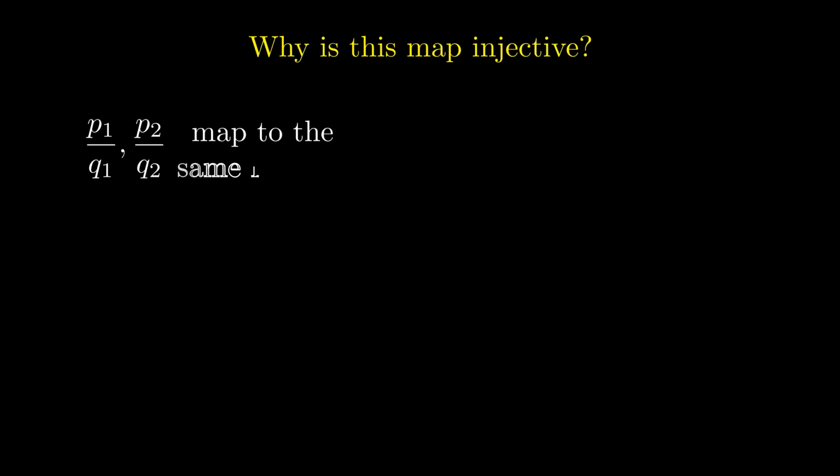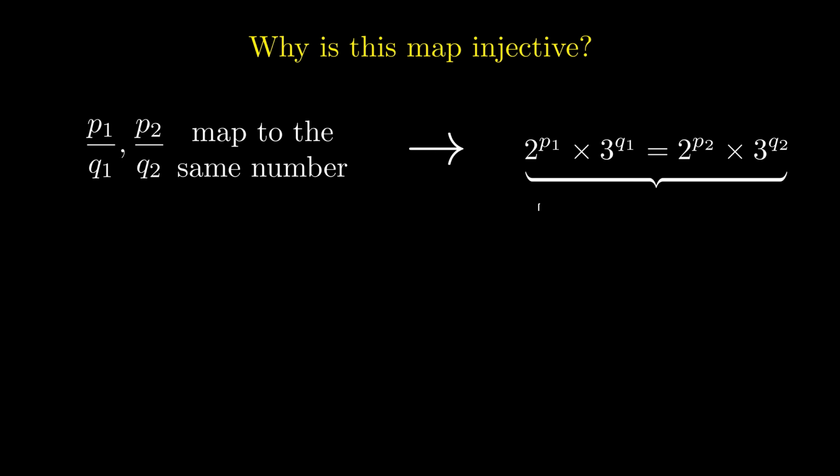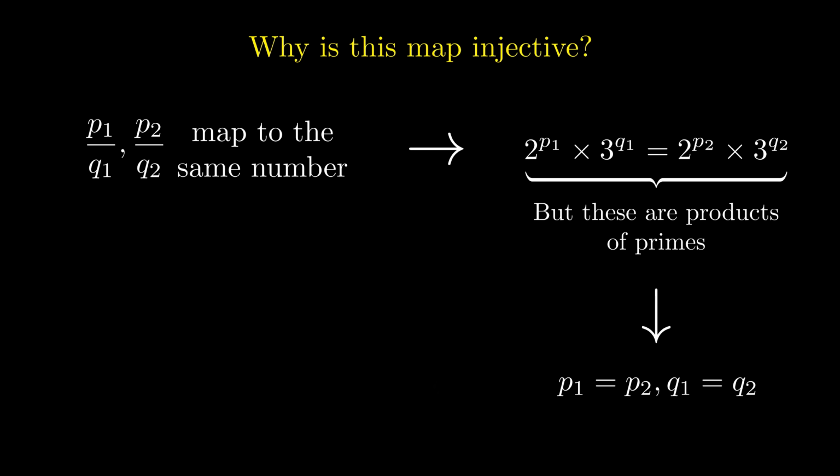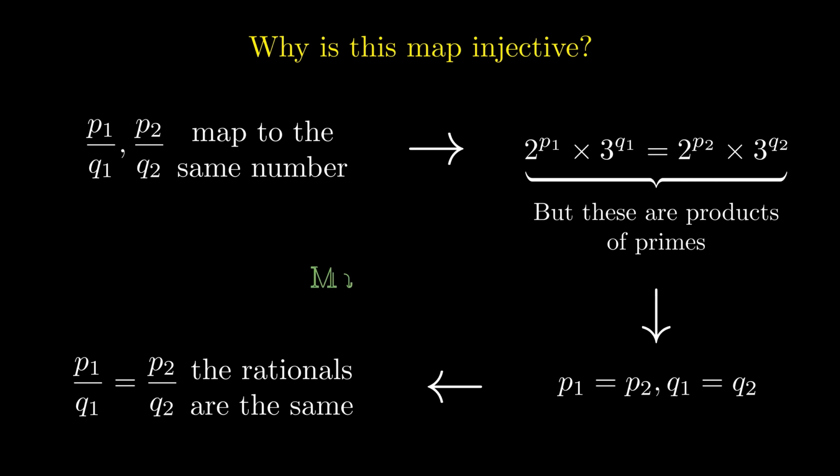Suppose that two rationals, P1 over Q1 and P2 over Q2, are mapped to the same number. Then 2 to the power of P1 times 3 to the power of Q1 is equal to 2 to the power of P2 times 3 to the power of Q2. But since these are products of prime numbers 2 and 3, they could only be the same if P1 is equal to P2 and Q1 is equal to Q2, which is saying that the two rationals are the same. So our map F is actually an injective map. So now we know that the positive rationals are countable.